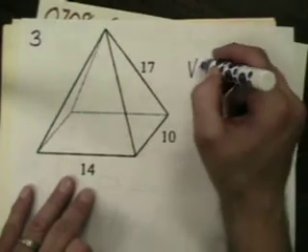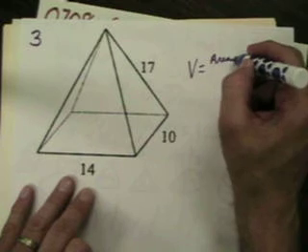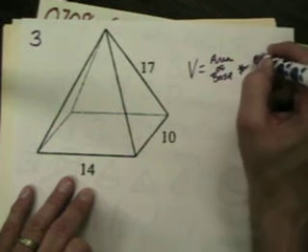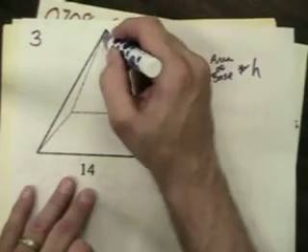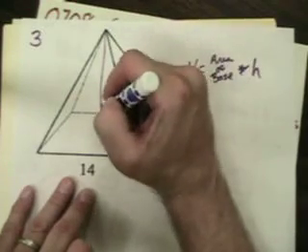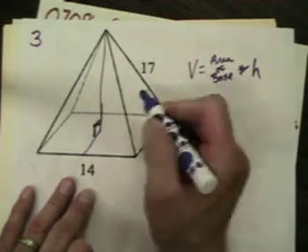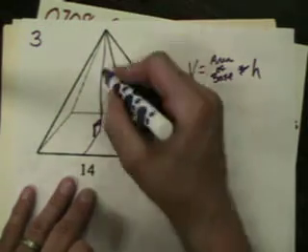Remember, the volume is going to equal the area of the base times the height. The height's going to be right here in the middle. That's the thing that's going to be kind of hard to find. I'm going to draw it like this. It's going to be a right angle there.